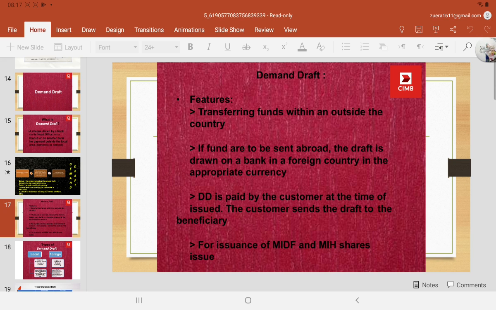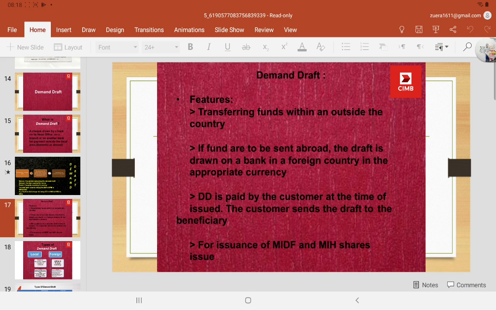So what are the features of the demand draft? The demand draft is used to transfer funds within and outside the country. If the funds are to be sent abroad, the draft is drawn on a bank in a foreign country, and then they will change to the appropriate currency. So let's say if you want to transfer from Malaysia to Indonesia, we will convert the currency to rupiah.